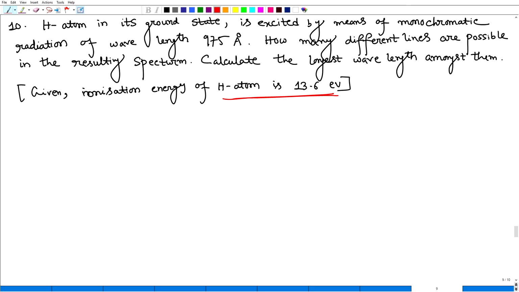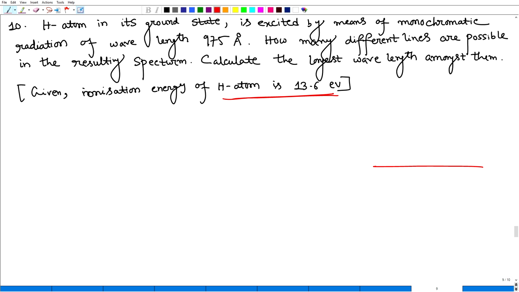Now they have asked that hydrogen atom in its ground state is excited by means of monochromatic radiation. Let's say it is in the ground state, and by using monochromatic radiation, that means any external radiation of wavelength 975 Armstrong, it's excited. How many different lines are possible in the resulting spectrum? Calculate the longest wavelength amongst them.